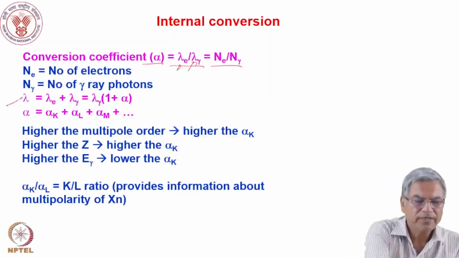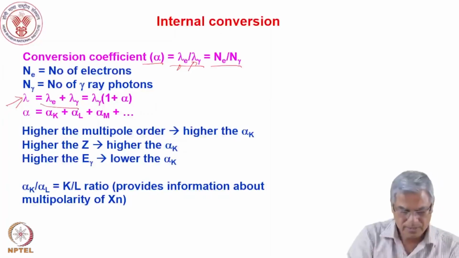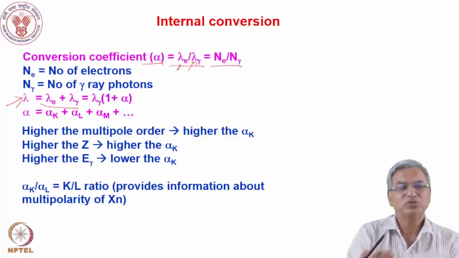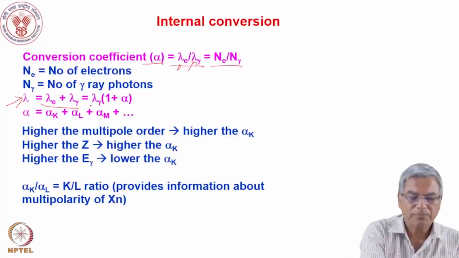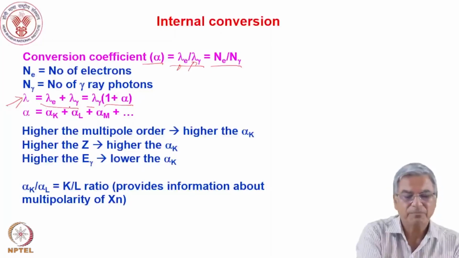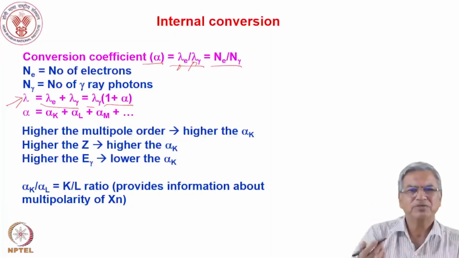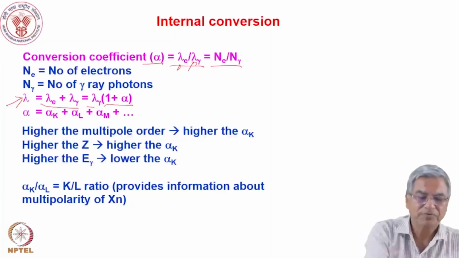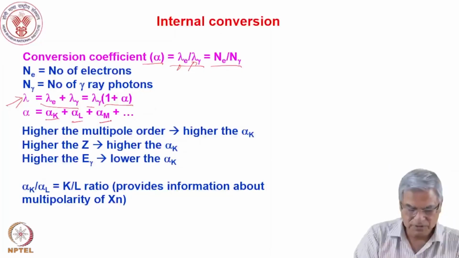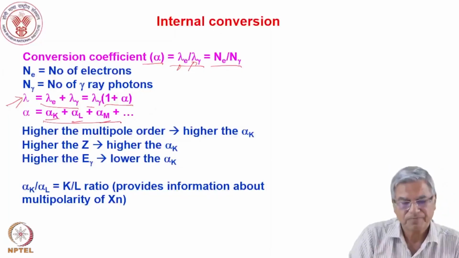So the net decay constant lambda will be lambda E plus lambda gamma, because the decay constants add up. And if you take lambda gamma outside, it becomes 1 plus alpha. That means lambda E by lambda gamma is alpha. Depending upon whether you have K conversion, L conversion, M conversion, we have alpha K, alpha L, alpha M. So alpha, the conversion coefficient, is the sum of the individual conversion coefficients.